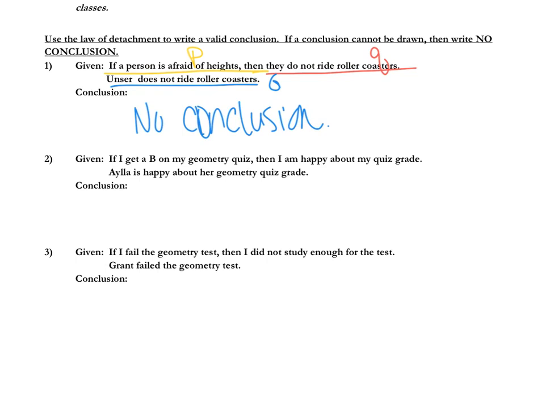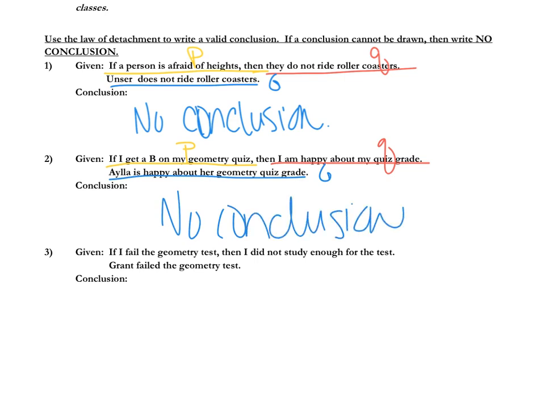Okay, here's another example. If I get a B on my geometry quiz, that's the hypothesis, the P. Then I'm happy about my quiz grade. That's the Q. That's the conclusion of the conditional statement. Alia is happy about her geometry quiz grade. That's the given. Is that the P or the Q? It's the Q. Therefore, this would be no conclusion again. Remember that we need the hypothesis to be true, which is the P.